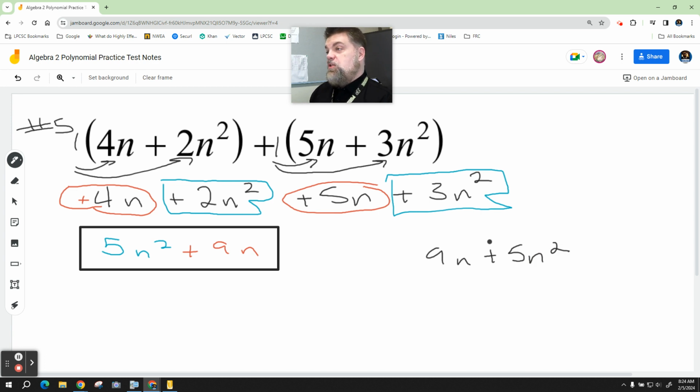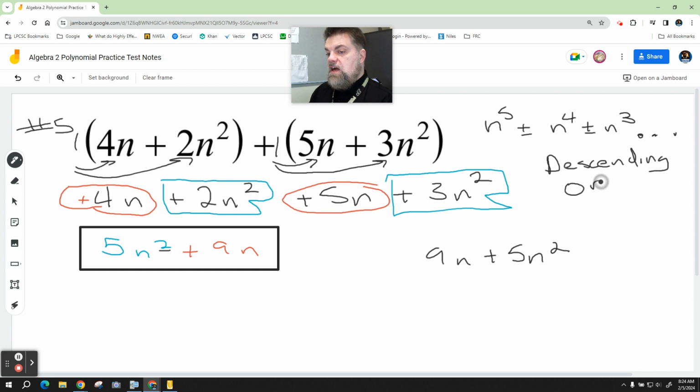It's the same answer, but you should write it in descending order. So in general, when we write this stuff down, we want to do n to the 5th power plus or minus something n to the 4th power plus or minus n to the 3rd power, and so on and so forth. This is called descending order. And that is the preference. Now, I didn't say it had to be written in descending order.